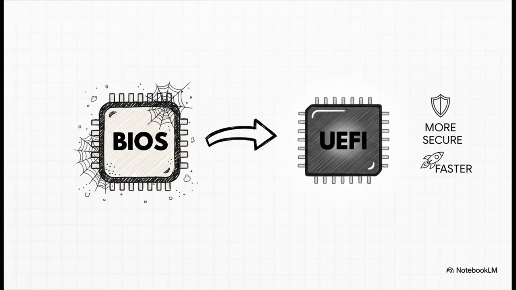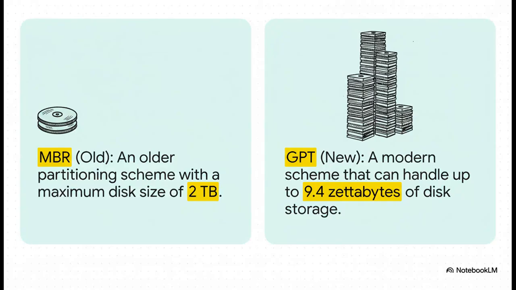For years and years, computers used an old system called BIOS to start up. But now, all modern servers use something called UEFI. It's basically a mini OS that kicks in before the main one loads, and it is way faster and much more secure. And here's a huge reason why that switch to UEFI was so important. The old system, MBR, could only handle hard drives up to 2 terabytes in size.